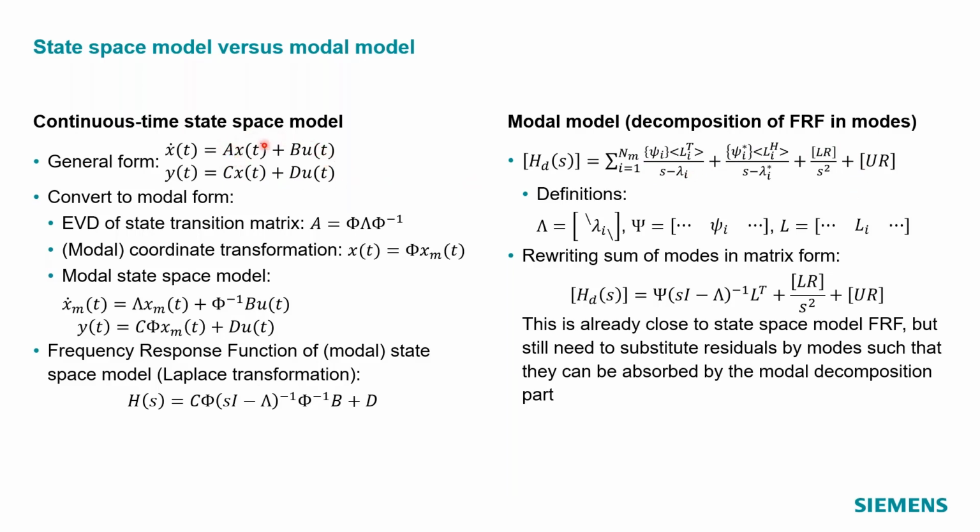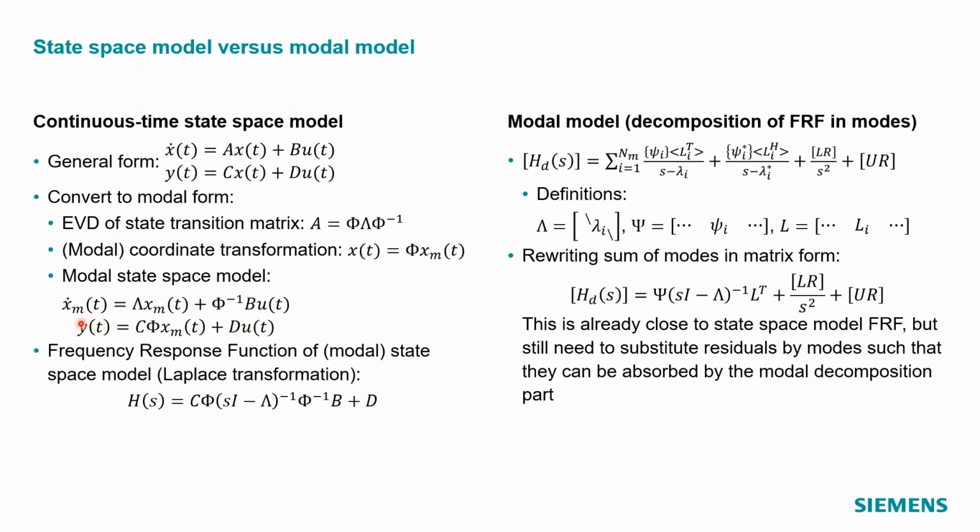However, if you take a closer look, we can already see much more similarities. So when you take this theoretical model ABCD, we can do an eigenvalue decomposition of the matrix A. That's standard mathematics. We have eigenvalues, we have eigenshapes, an eigenvector matrix. We then do a coordinate transformation by taking this eigenvector matrix. And then we have kind of a different model, but with exactly the same input-output behavior.